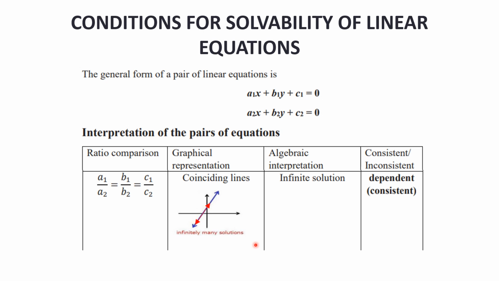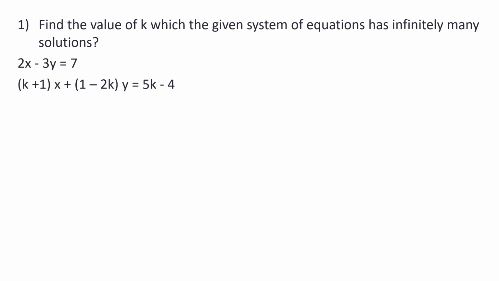So in this video, we are going to learn when there are missing values in the pair of linear equations and when it has infinitely many solutions, how to determine the values. So the first question is how to find the value of k when the two equations have infinitely many solutions. The condition for infinitely many solutions is a1 by a2 is equal to b1 by b2 is equal to c1 by c2.